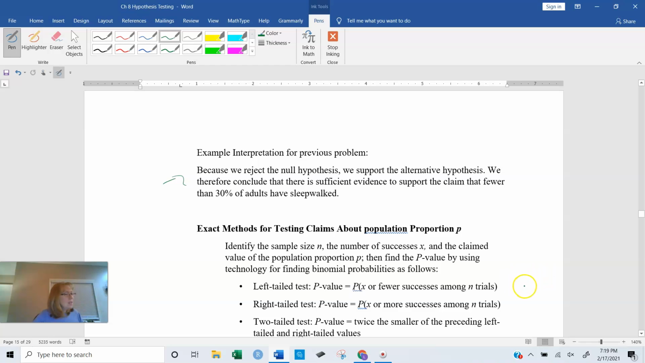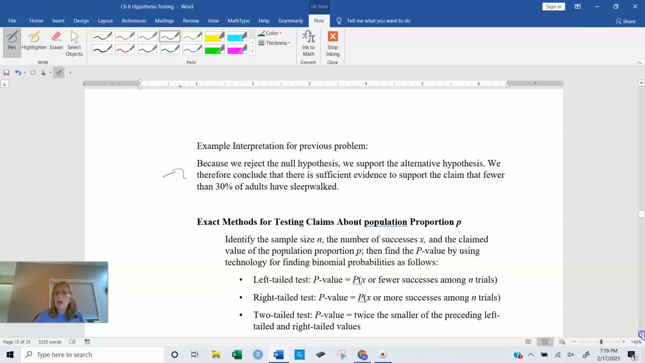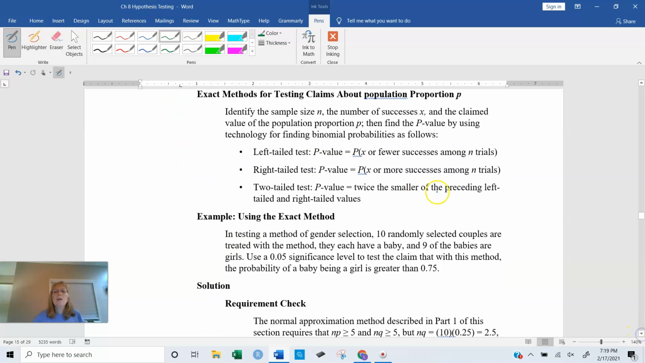Exact methods for testing the claim. We have a left tail, a right tail, and a two tail. Left tail is when it's fewer. Right tail is when there's more. Two tail is twice the smaller, so in other words, we have both sides. So left tail, right tail, two tail. We've already talked about that a little.